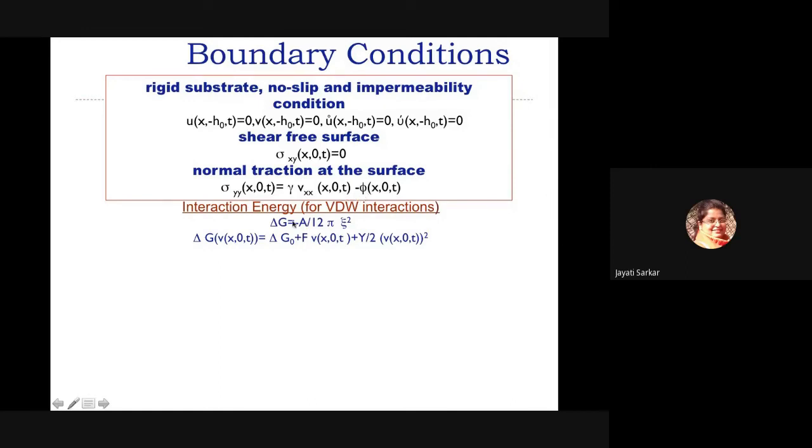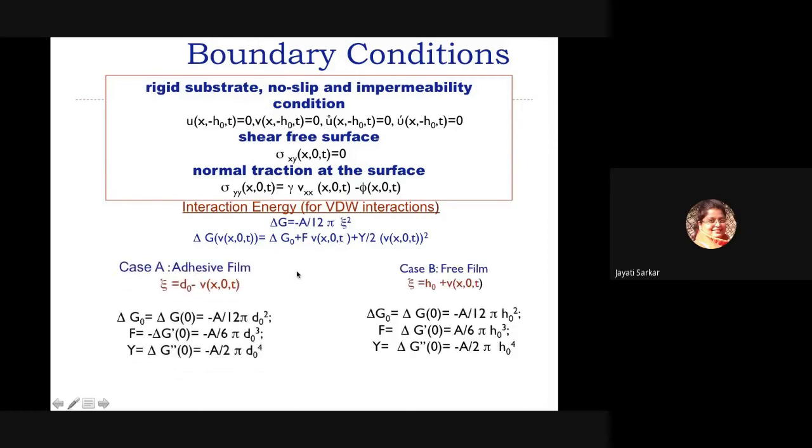The interaction energy for van der Waals interactions will be given by minus A by 12 pi xi squared. Please understand this xi. This xi is different for the two cases that we are considering. For adhesive behavior, this xi is the gap distance between the film and the contactor, and this xi is the local thickness of the film in the case of the free film. And this delta G has been expanded through a Taylor series expansion, where Y here is the interaction stiffness of the film that we were considering.